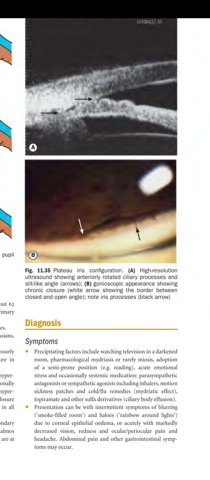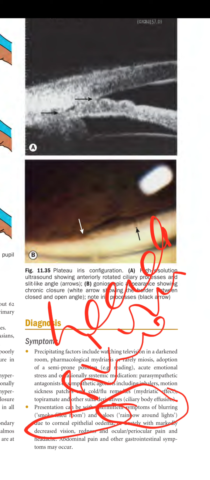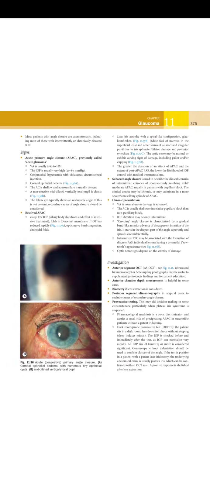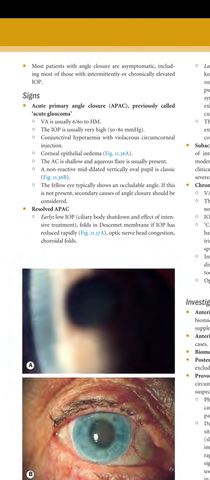So, headache can be an important factor. There will sometimes be decreased vision. There can be a smoke-filled room, and halos, which are basically symptoms of corneal epithelial edema. Abdominal pain and other gastrointestinal symptoms may occur. Most patients with angle closure are asymptomatic, including most of those with intermittently or chronically elevated IOP.